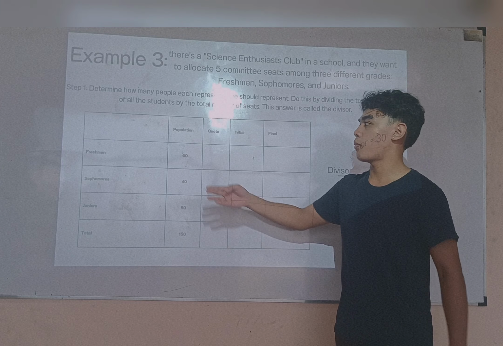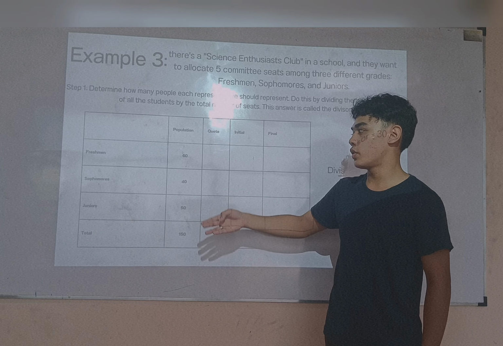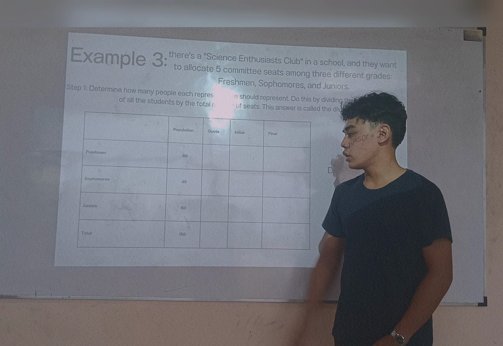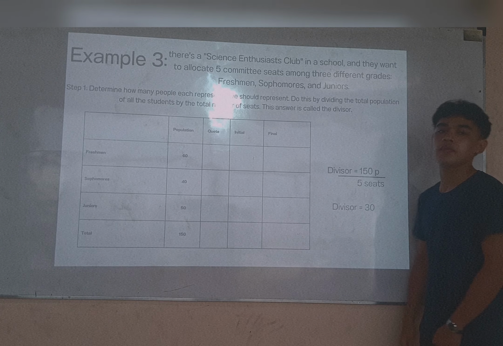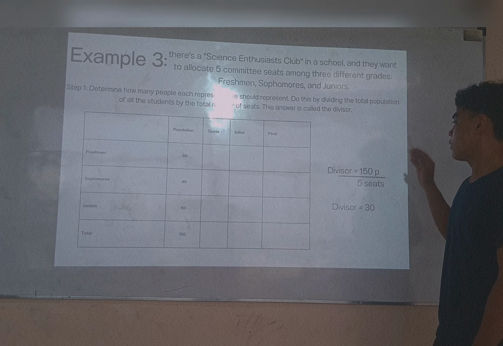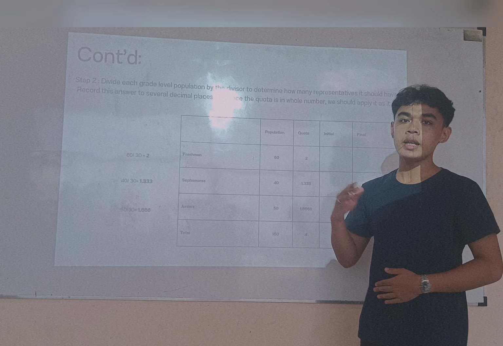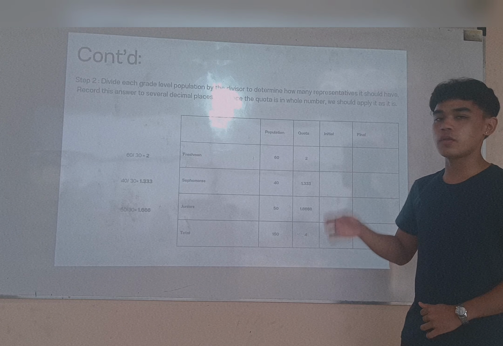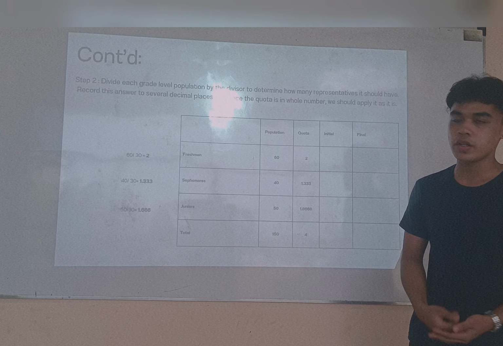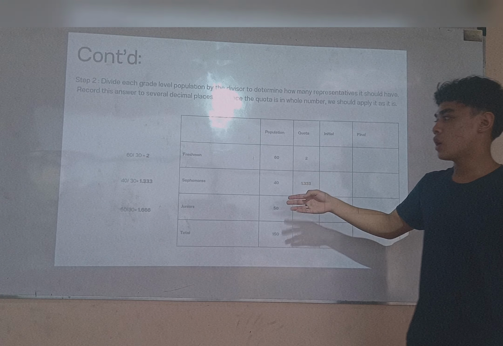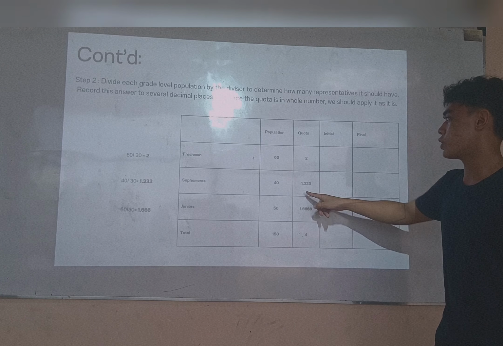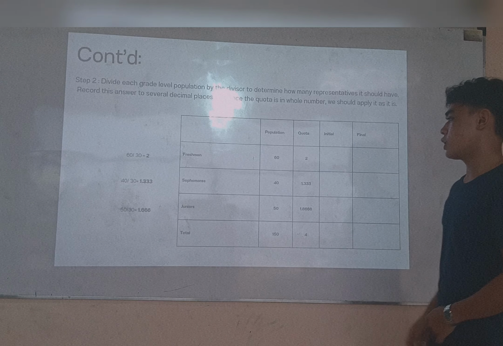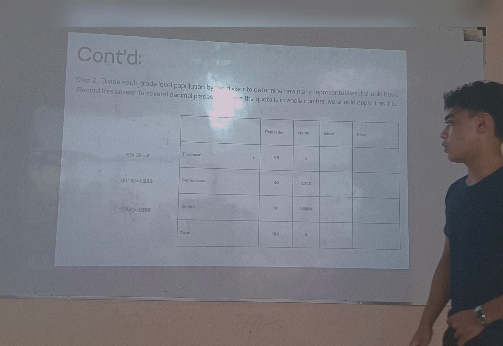So we get a population of freshmen, which is 60, sophomores 40, and juniors 50, in total of 150. So in order to get our divisor, again, we need to divide our total population by 5 seats. So our divisor will be 30. In step 2, we need to divide our population by our divisor, which is 30. 60 divided by 30 will give us 2. 40 divided by 30 will give us 1.33, and 50 divided by 30 will give us 1.66.